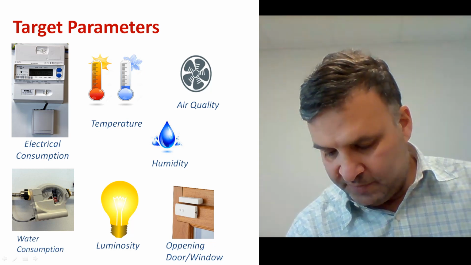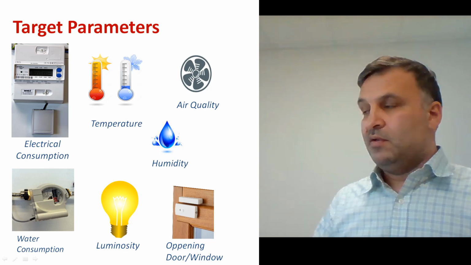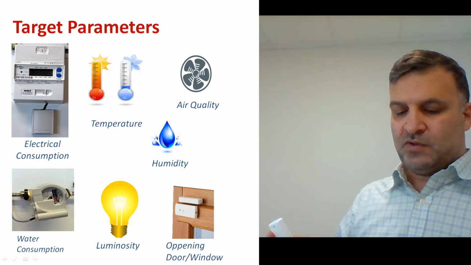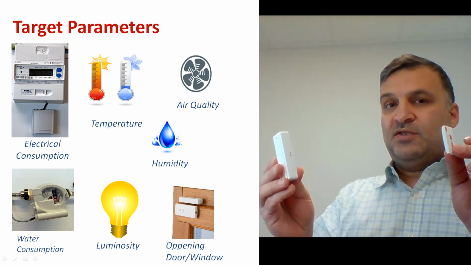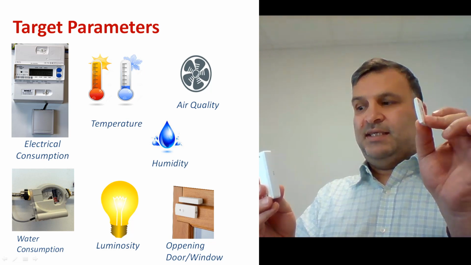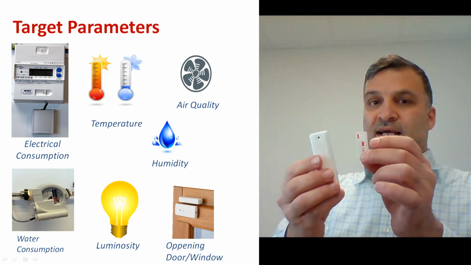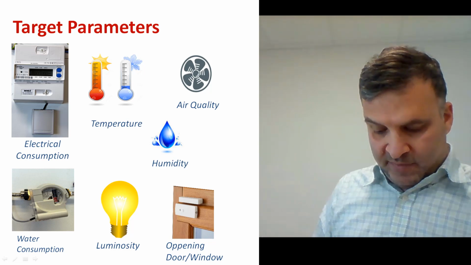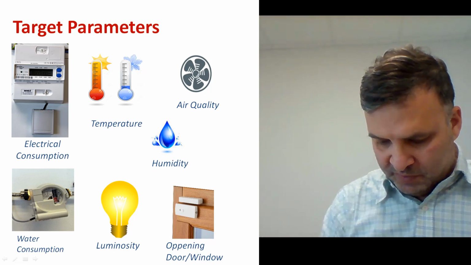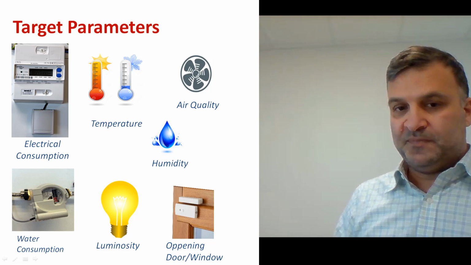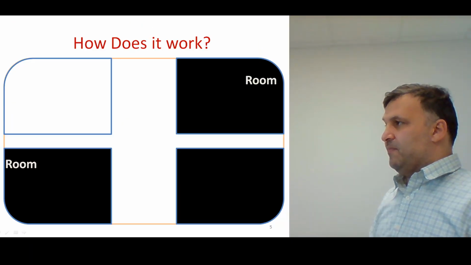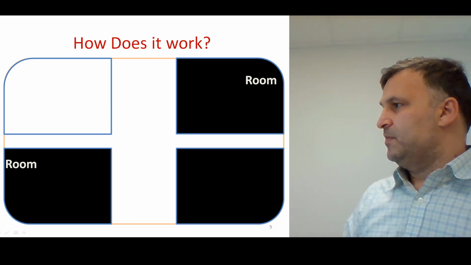We have also a sensor to detect if a door or a window is open or closed. It contains two parts. One is magnetic, and the other is a circuit with a wireless emitter in order to send the state of the door. The principle is very simple.